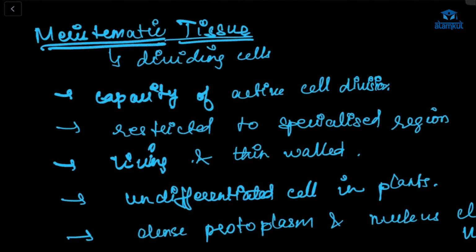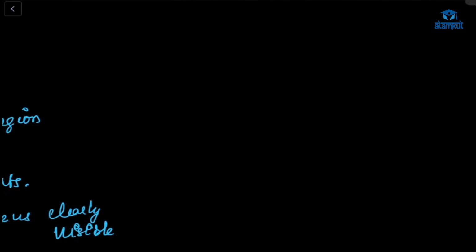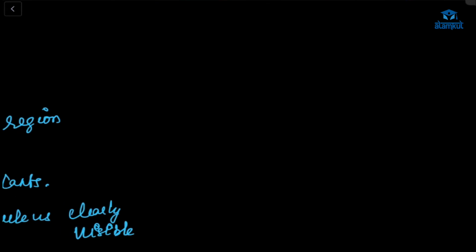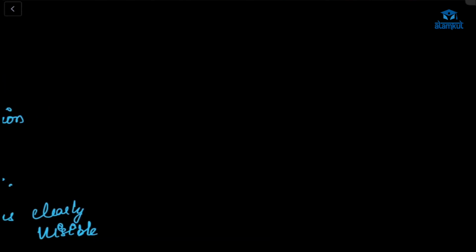Razi, tell me about the meristematic tissues. Ma'am, they are dividing cells, and they are restricted to specialized regions. They are living cells and are thin-walled, and ma'am, they are undifferentiated. What is the special thing about this meristematic tissue?